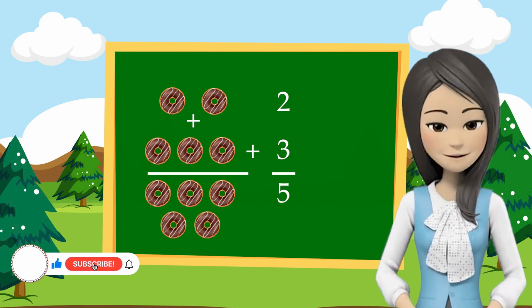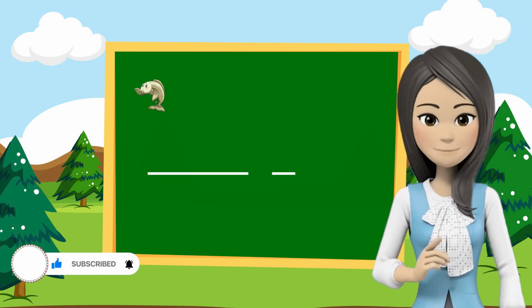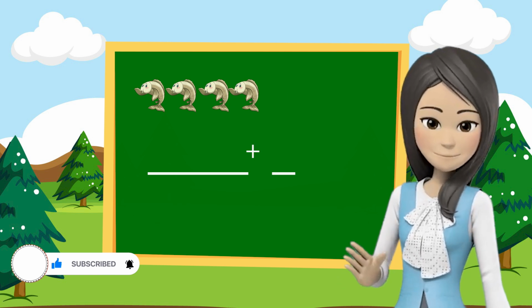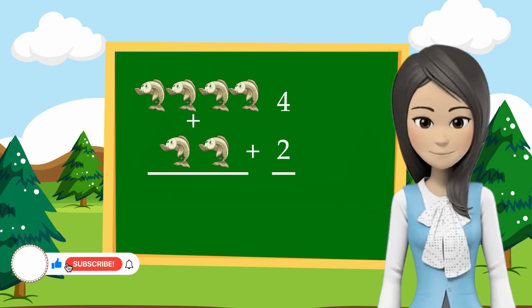Now let us take another example. Now let's start counting the number of objects. 1, 2, 3, 4. So here we have 4 fishes plus 1, 2. So here we have plus 2 fishes. Now we have to find the total number of fishes.